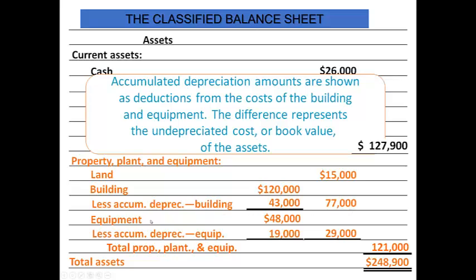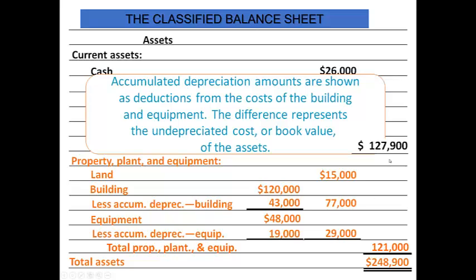Okay, here's the equipment. It was purchased for $48,000. It was depreciated $19,000, and its book value is $29,000. So when you're getting the value of your property, plant, and equipment, you add all the book values up. So the land was 15, building 77, equipment 29. So the total property, plant, and equipment is $121,000.